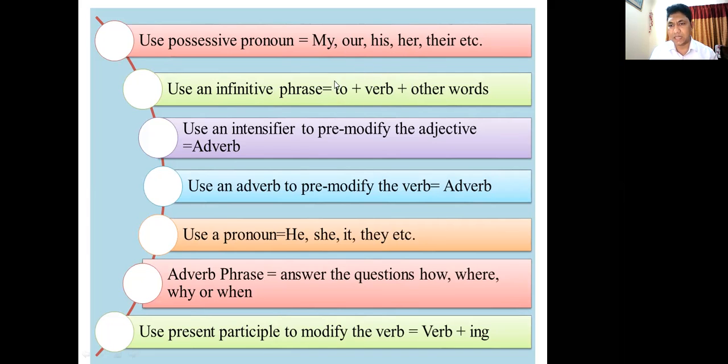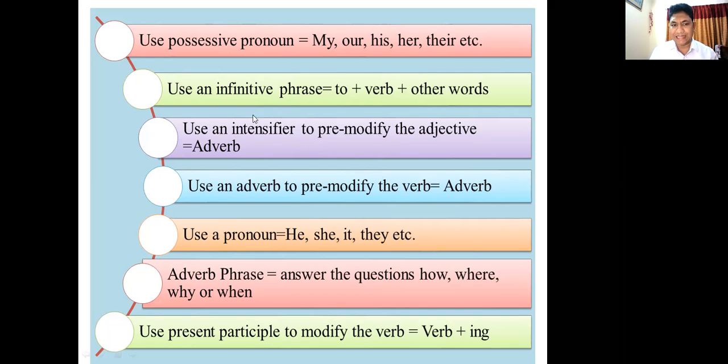Okay, in my last class, I discussed infinitive phrase. So, you know, infinitive means to plus verb. So, when you are asked to use an infinitive phrase, in such cases, you have to write to plus verb plus other words. Okay.